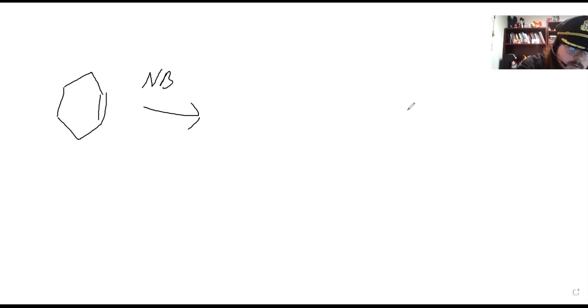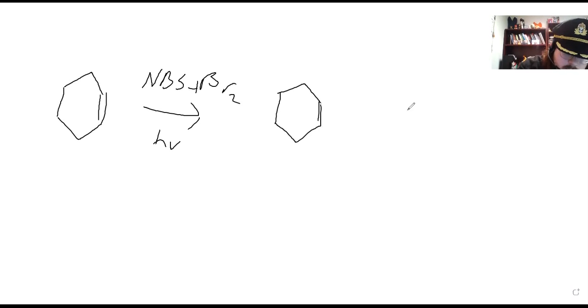There are ways to form allylic radicals by using bromine in certain conditions. If we use NBS, which is a radical initiator, bromine and light, h nu, what we can get is the single addition of bromine adjacent to the alkene. So what's going to happen?